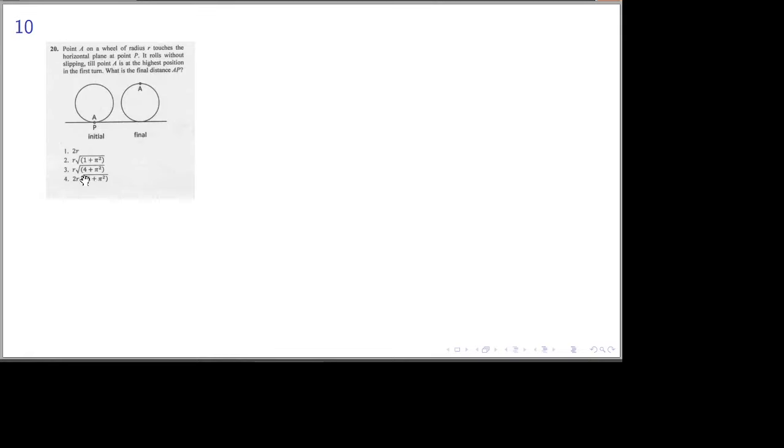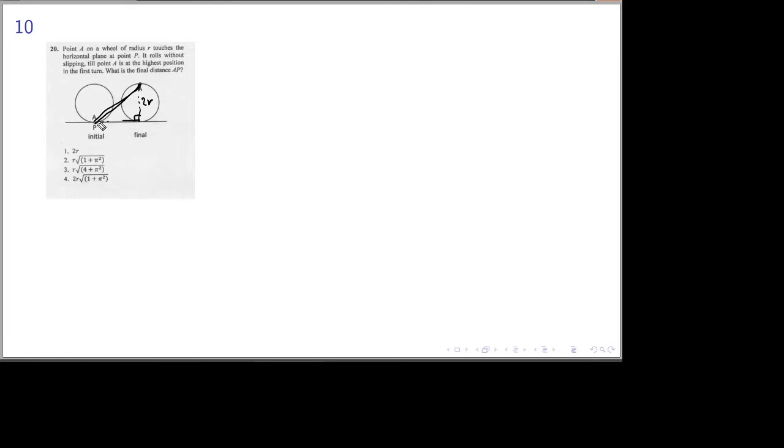Let's go for the next one. Okay, so there's a point P, and the ball is rolling on a surface, and at some point this comes from this point, comes back on the horizontal. So what is the final distance AP? So this distance is what you need to find. Of course you can just complete the triangle here. This is radius r, so this is 2r. What is this length here?